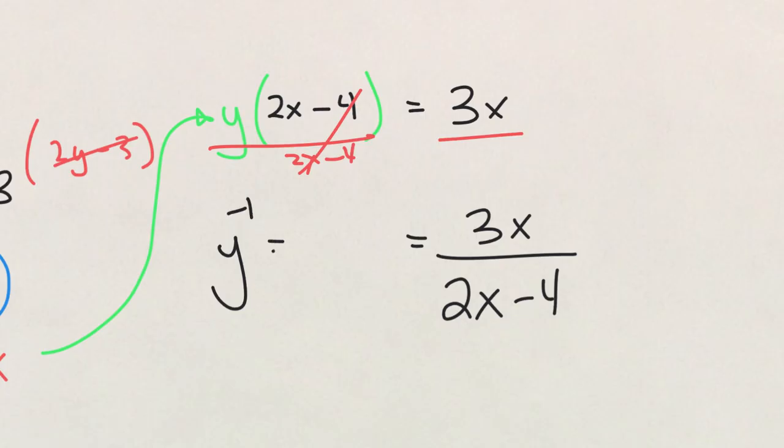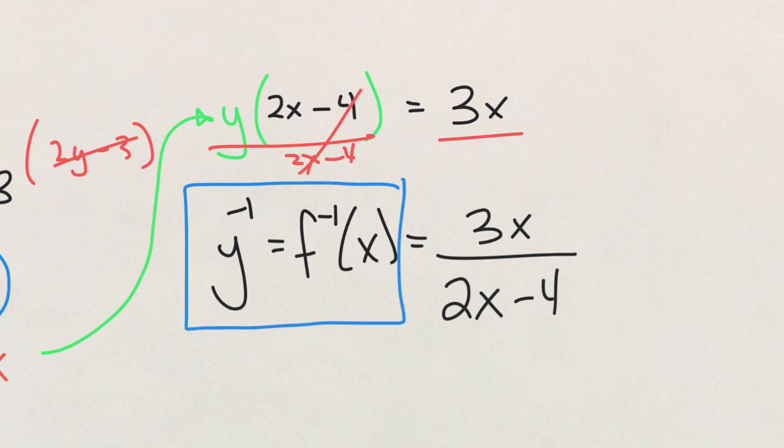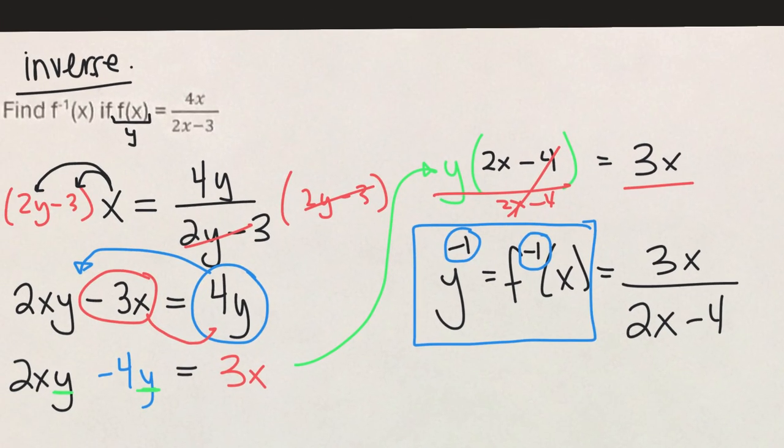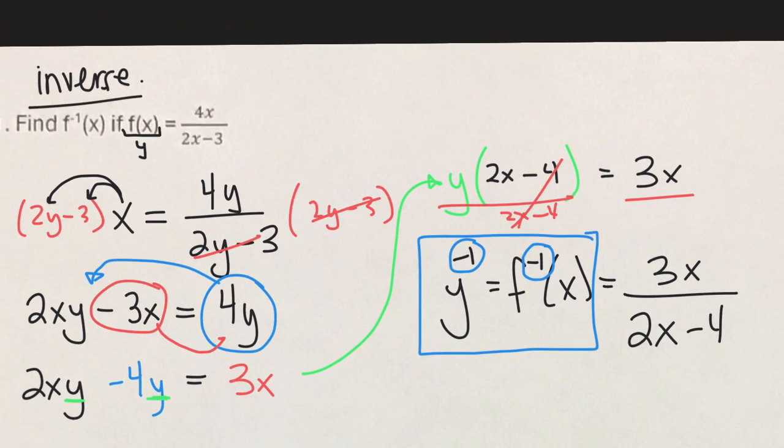So my final answer is 3x divided by 2x minus 4, and I change my y to be a y inverse, or in this case, f inverse, since these two things are synonymous, right? But make sure you are including the inverse notation to differentiate between our answer, which is new, and our beginning, which is old. Okay, so we use that notation of f inverse to say that this is a new function, not the same as my original function.